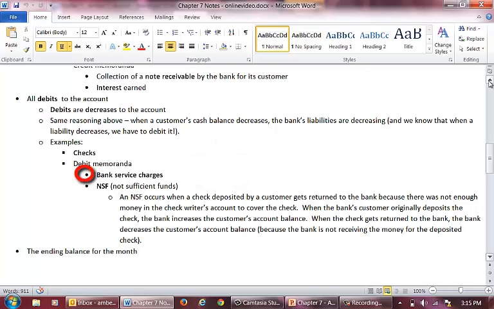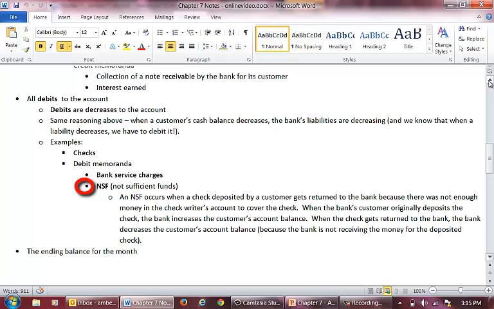First, banks often charge their customers service charges each period for servicing their accounts. Banks debit their customers' accounts for these service fees. The second example of a debit memo is an NSF, which stands for Not Sufficient Funds. With an NSF, the bank's customer deposits a check. The bank then credits or increases the customer's account for this amount.